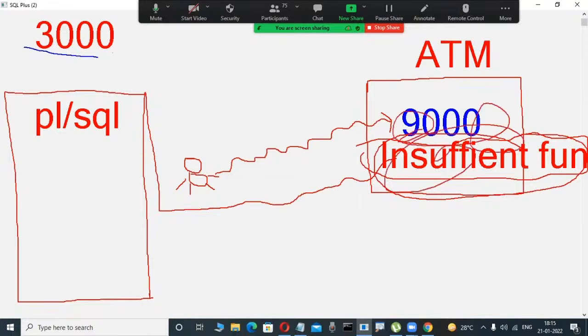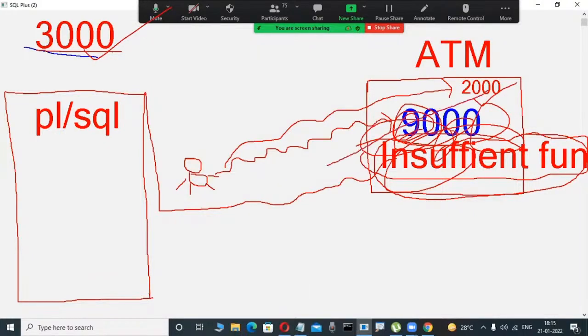Another scenario. For example, my balance is 3,000. Suppose I insert my ATM card and try to withdraw 2,000 rupees. Is it possible? Yes, because my balance is 3,000, and 2,000 is less than 3,000. That's why the withdrawal of 2,000 is possible in this example.